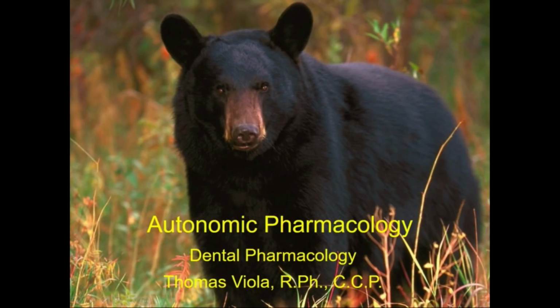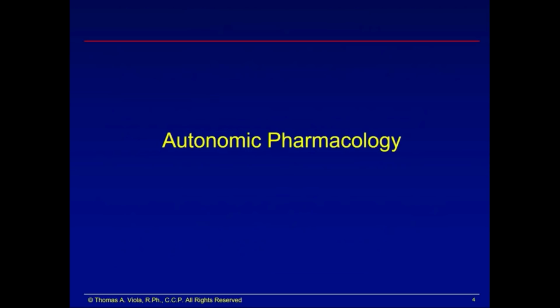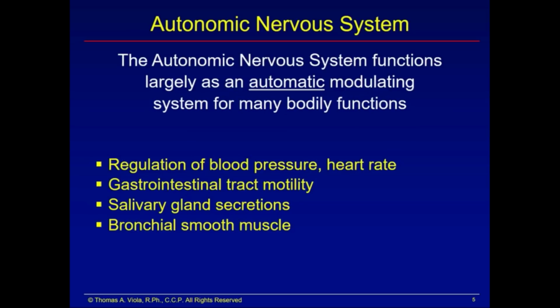All right, so autonomic pharmacology. What does that mean to you? Autonomic sounds a lot like automatic to me. And that's exactly what the autonomic nervous system is. It is an automatic modulating system. So the things that are there in front of you on the screen all happen basically in the background. No conscious thought required, right?